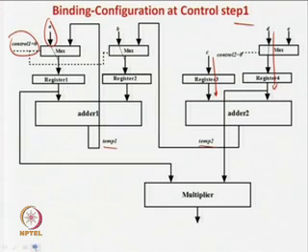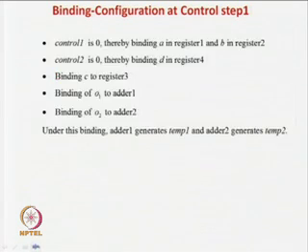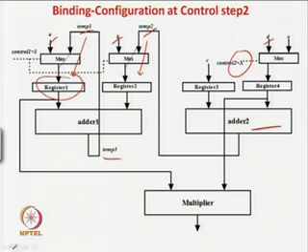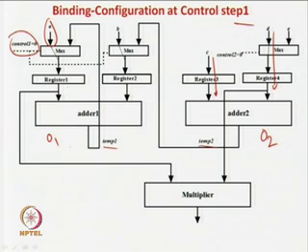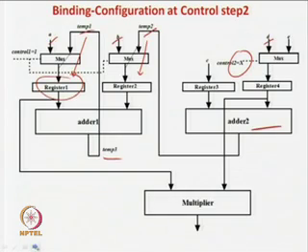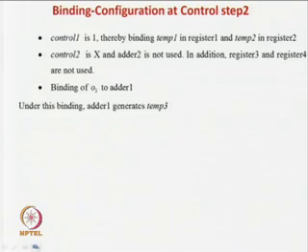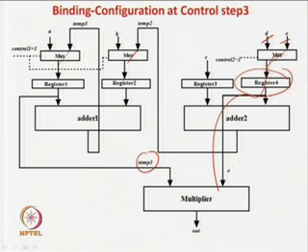I already told you that O1 is done over here and O2 is done over here. This is A plus B and C plus D, in control time step 1. O1 is bound here and O2 is bound over here, that is A plus B and C plus D. Now in time step 2 this is not doing anything, a don't care, and here we are doing temp 1 plus temp 2, that is O3. So O3 is bound to adder 1, and finally in the third step we are multiplying temp 3 with E. So O4 is bound to the multiplier in time step 3.